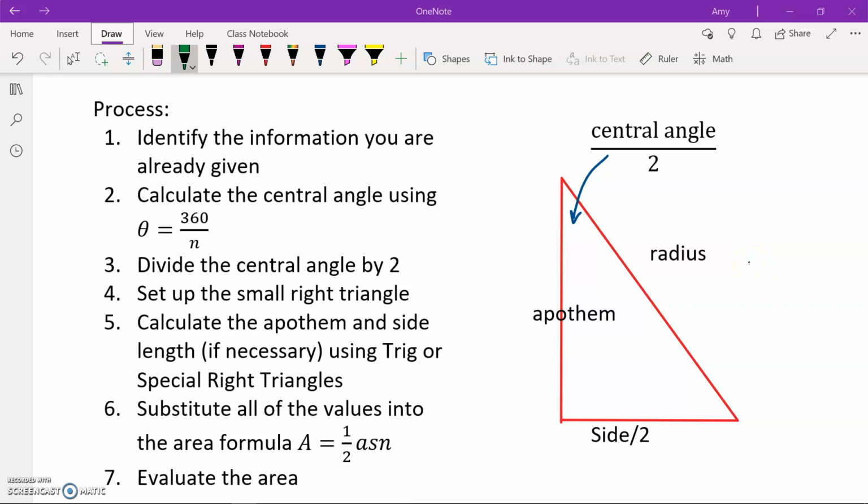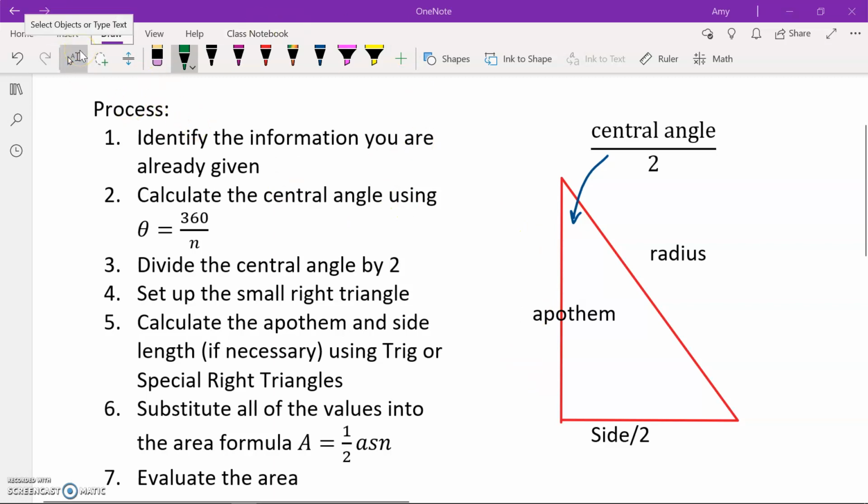Hey guys, in this video we are going to quickly go through how to calculate the area of a regular polygon, and what I've chosen is to give you the most difficult type of problem you'll face. Sometimes you'll be able to skip steps if you're given certain values, but I want to show you what the longest type of this problem might look like so that you're ready to do all of the steps if you need to.